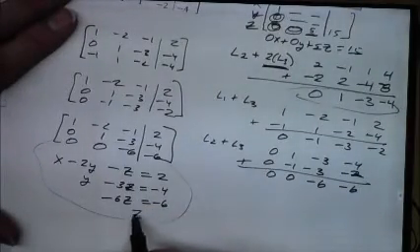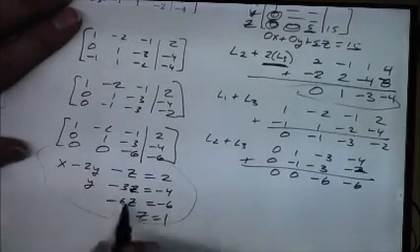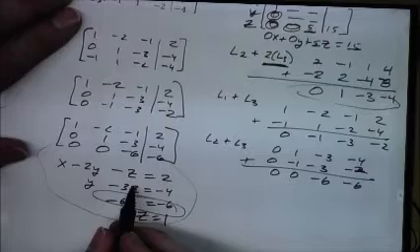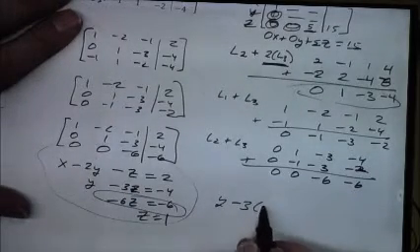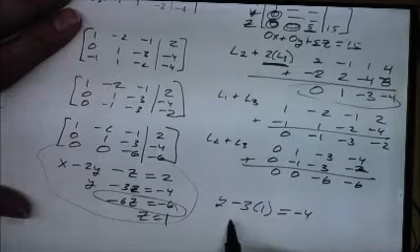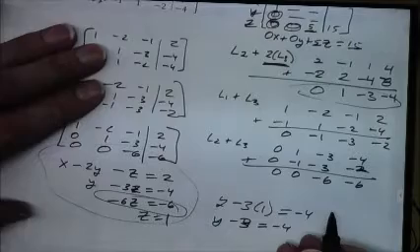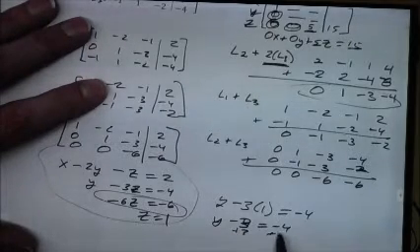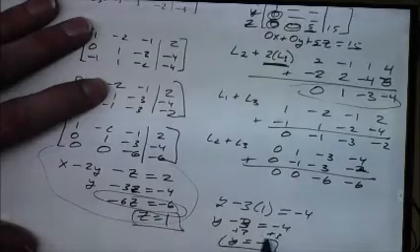Divide both sides by negative 6. I now know that z is 1. Since I know that, I can put that 1 in here and figure out what y is. So y minus 3 times 1 equals negative 4. Y minus 3 equals negative 4. Add 3, and y is equal to negative 1. So I know that, and I know that.